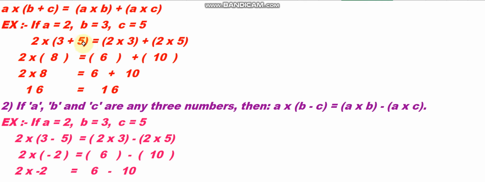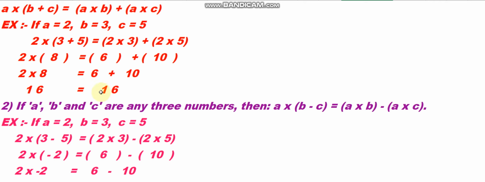First you simplify the bracket terms. Here, 2 into 3 plus 5, which is 8. Now simplify the bracket terms on the other side: 2 into 3, 2 threes are 6, plus 2 into 5, 2 fives are 10. Then after that remove the brackets. 2 into 8 equals 6 plus 10. 2 into 8, 2 eights are 16. 6 plus 10 is 16. Got it?